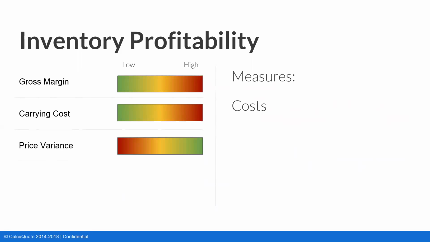Next, we're talking about inventory profitability. With inventory profitability, we're basically measuring costs. The three things I've got here are gross margin, carrying costs, and price variance, which means purchase price variance. For gross margin, the formula works out to revenue minus cost of goods sold, divided by revenue. So think of it as if I had $1 million in revenue and my inventory value was 600,000, then it would be 1 million minus 600,000 divided by 1 million. That's gross margin, and it's going to be a percentage showing you the profitability. By itself, not a great measure, but combined with other things, it can be very powerful.